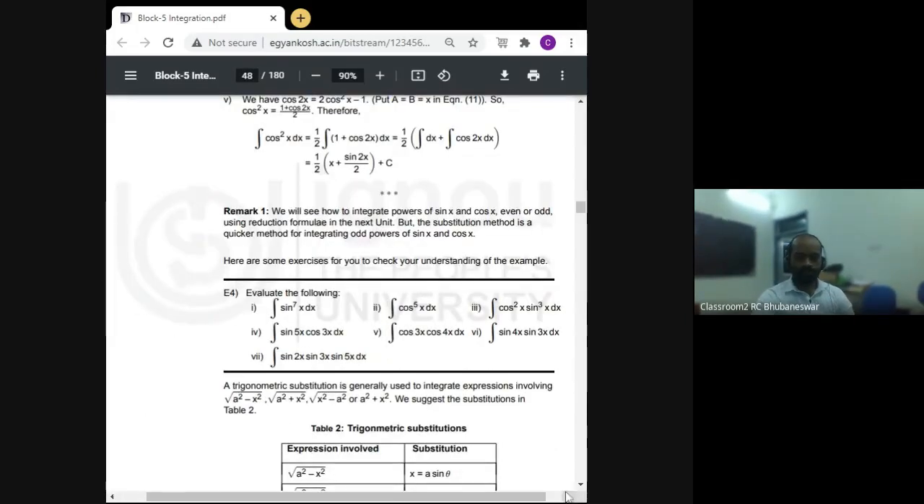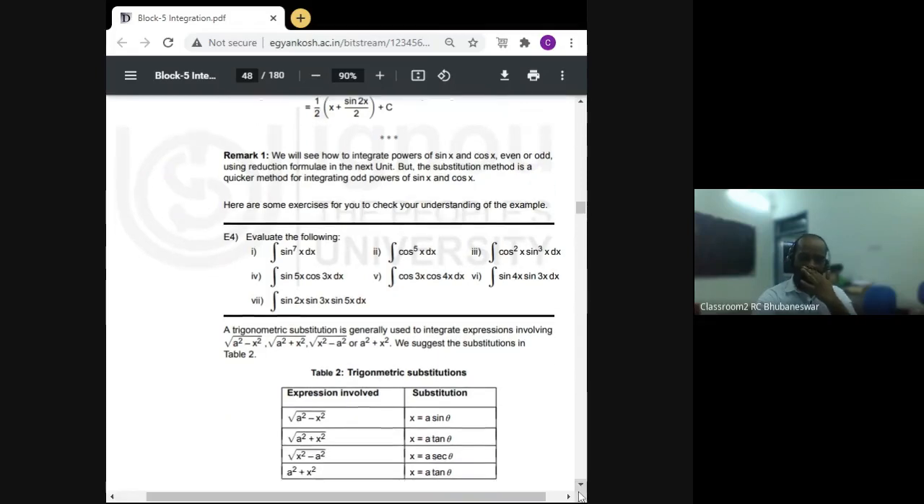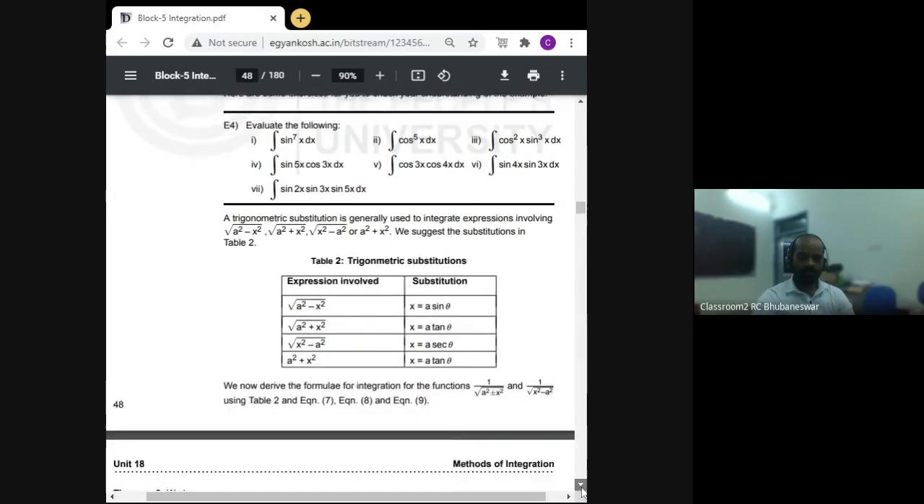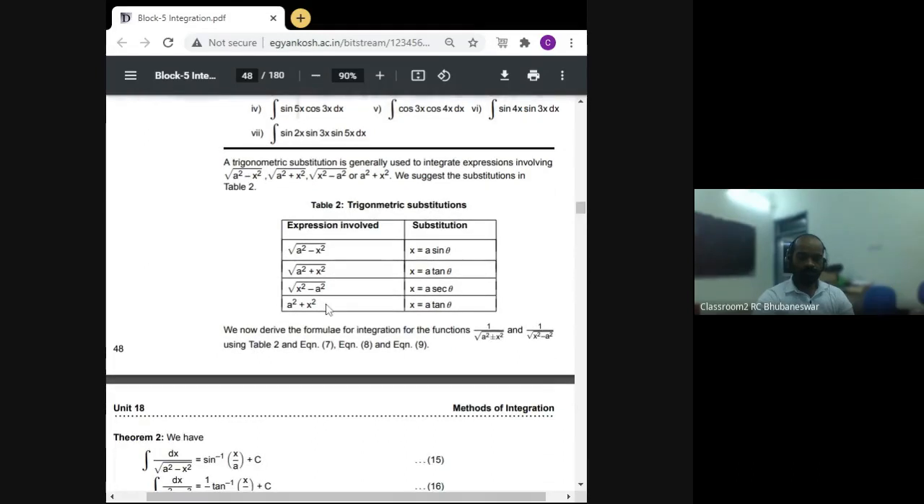Here this small table contains a list of trigonometric substitutions. On the left hand side, we may have the functions in the numerator or in the denominator. Whenever we have this kind of expression, we have to substitute x equal to a sin theta in the first case, and x equal to a tan theta in the second case. Similarly, when there is no root and only a squared plus x squared, we have to substitute x equal to a tan theta.